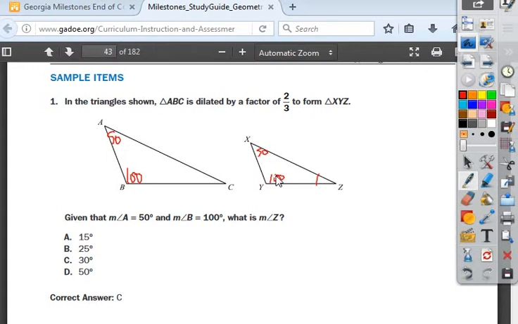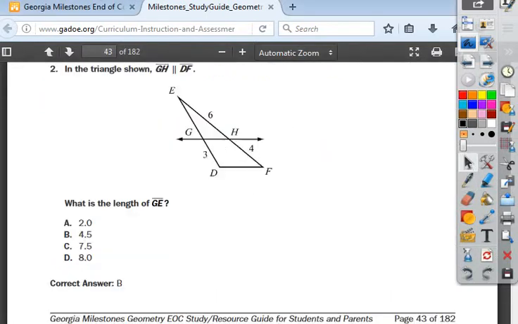What does the whole thing of a triangle have to be? 180. So if this is 100 and this is 50, that's 150. 180 minus 150 leaves 30. If they're similar, the angles match. This rule right here says find EG, GE. X over 3, 6 over 4, cross multiply and divide.